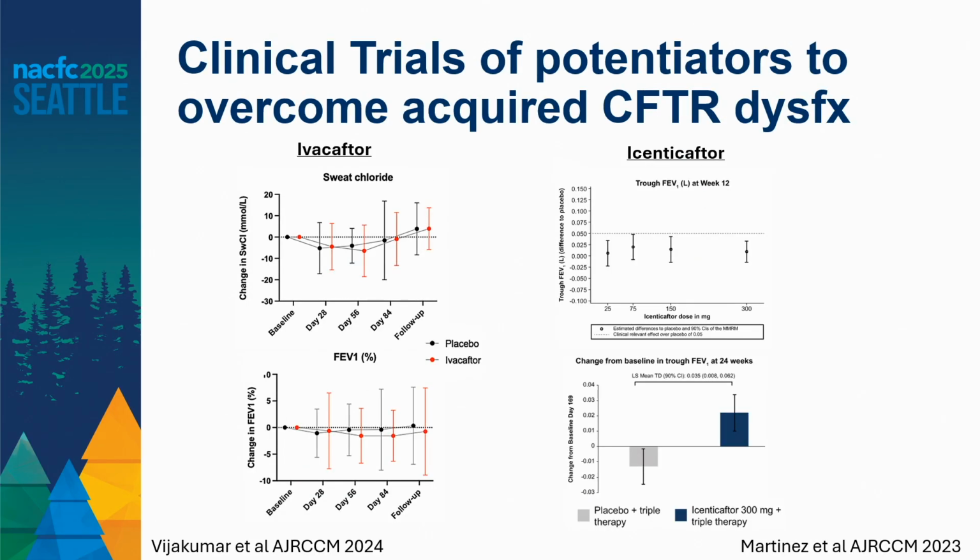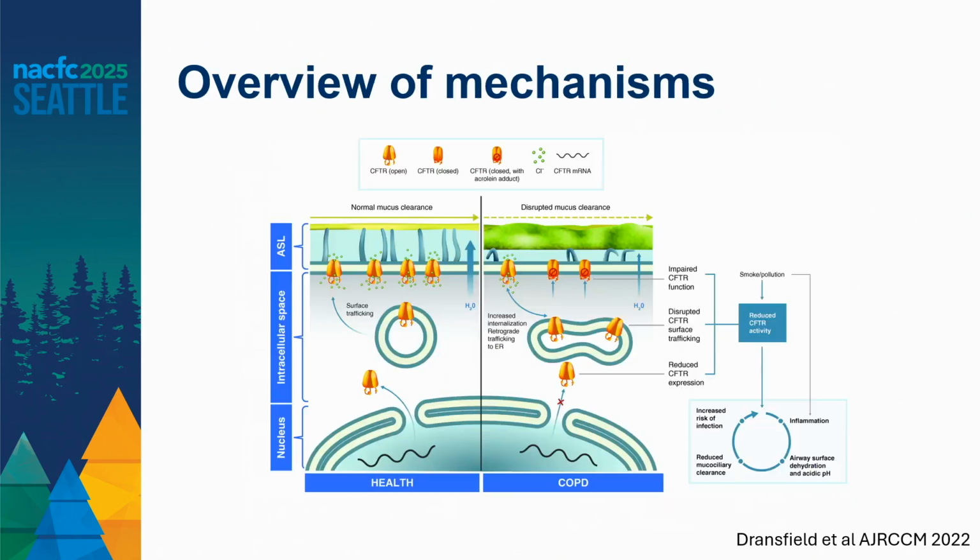But the human studies, to my surprise, really didn't show a significant benefit. This is an ivacaftor study from K. Vijayakumar from, again, UAB, who showed no real significant changes in sweat chloride or lung function. And then also an additional study from Fernando Martinez of a Novartis derived potentiator similarly showed just a very mild effect of like 35 milliliters, which is below the predefined threshold for significance.